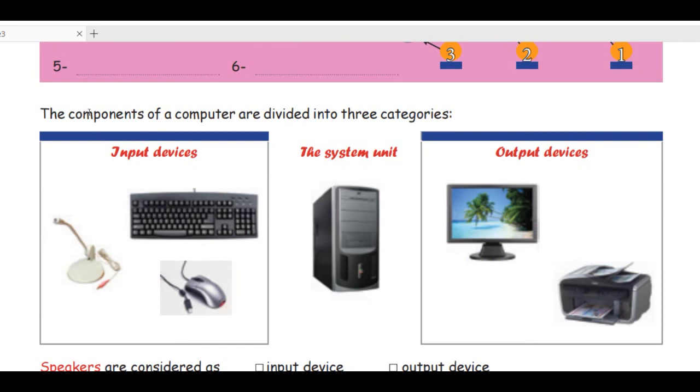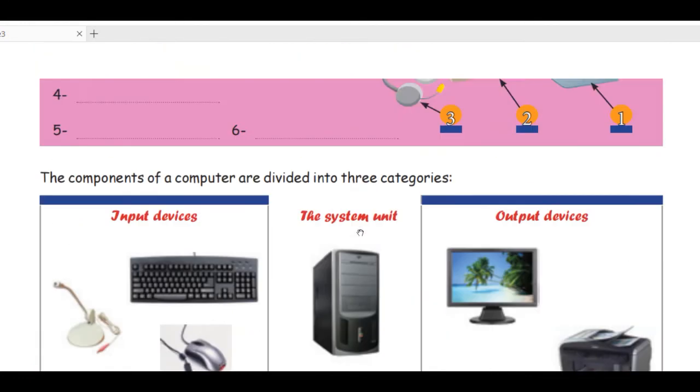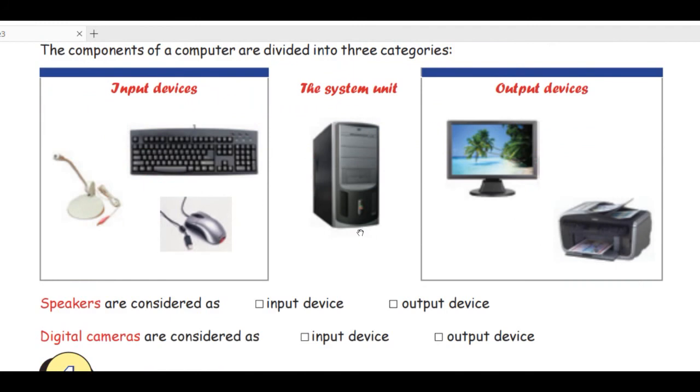After that, you will discuss with them what is an input device, what is an output device, and the system unit. This part was done in Grade 2, of course, in the first chapter. So here it's going to be a review. You will ask students, before doing this exercise, to give some definitions or some examples of what is an input device and what is an output device.